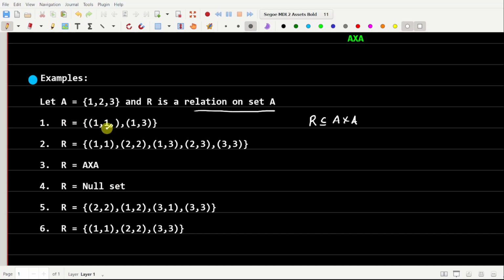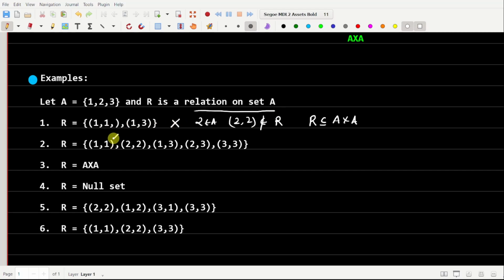So R is {(1,1), (1,3)}, right? So because 2 belongs to A but (2,2) does not belong to my relation R, therefore this relation is not a reflexive relation.